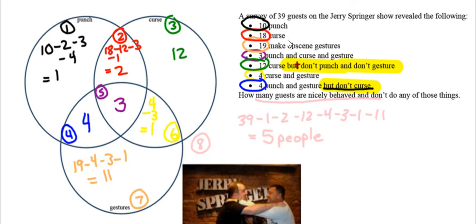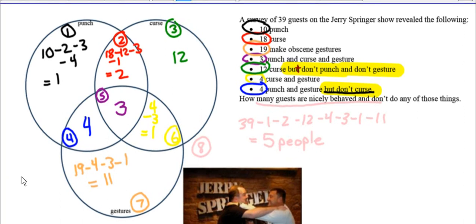But out of these, for instance, 18 people curse. Out of these 18 people that curse, they may also punch and they may also gesture. So that's why the entire curse circle has to make 18, and that's why we did have to do the subtraction. So the key to answering these questions is reading each section carefully to know whether or not you need to subtract. So if you have any questions, make a note and ask your teacher the next day. Thank you.